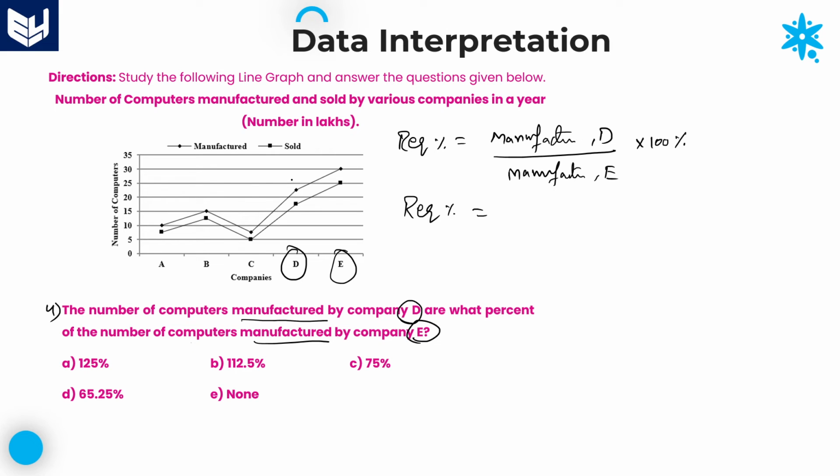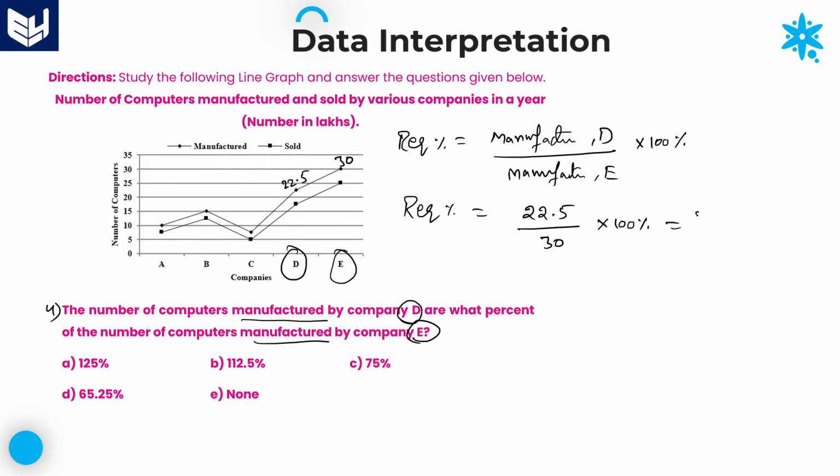Company D's manufacturing value is between 20 and 25, which is 22.5, whereas company E's value is 30 lakhs. Now note down their values exactly. Company D's manufacturing, 22.5 lakhs, divided by company E's manufacturing value, that is 30 lakhs, into 100. Whenever you are calculating percentage, into 100 is the common point.